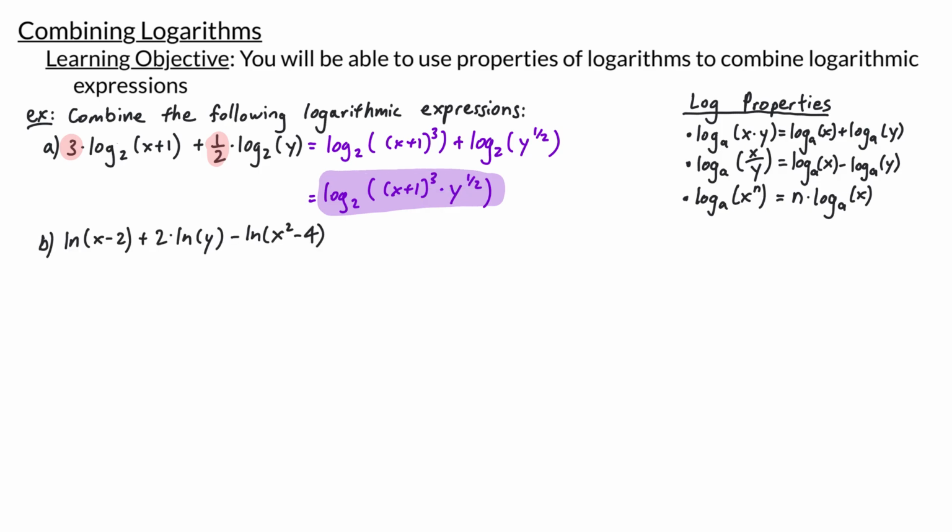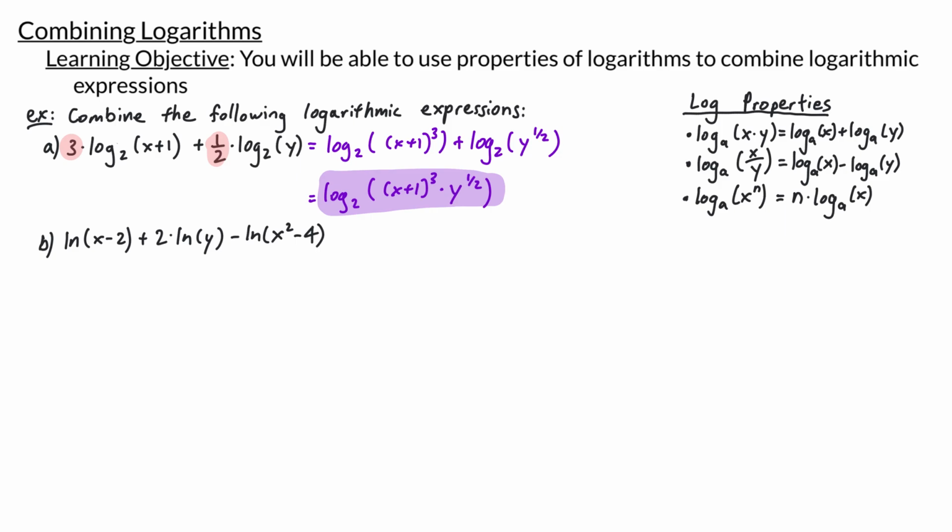In example 2, we have the natural log of x minus 2 plus 2 times natural log of y minus natural log of x squared minus 4. Remember that the ln stands for natural log, and it just means we're doing logarithm with base e. Now, our log properties work no matter what base we're working with, so it works with base e.